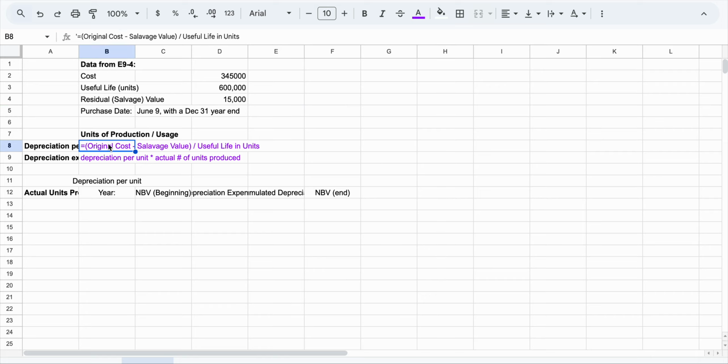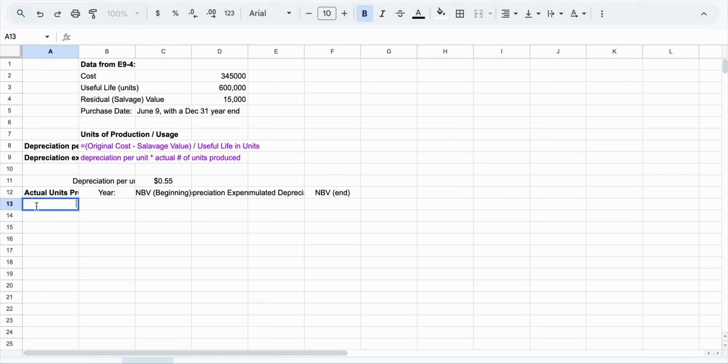So I just wrote the formula here for depreciation per unit and then the depreciation expense. To calculate the depreciation per unit, we can do the original cost, which was this box, minus this box, divided by the useful life in units, which gives us 55 cents. And usually with these questions, you can tell if you did this right because it tends to make sense. Like for this example, this makes perfect sense.